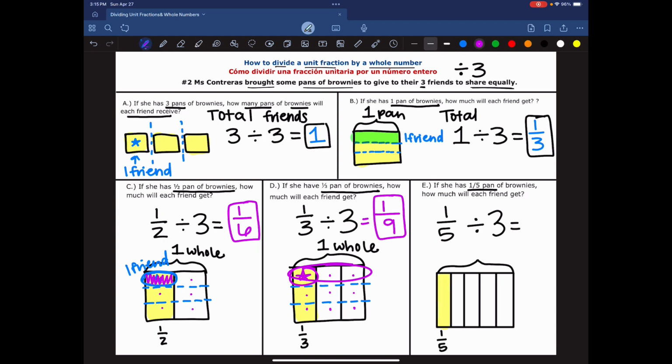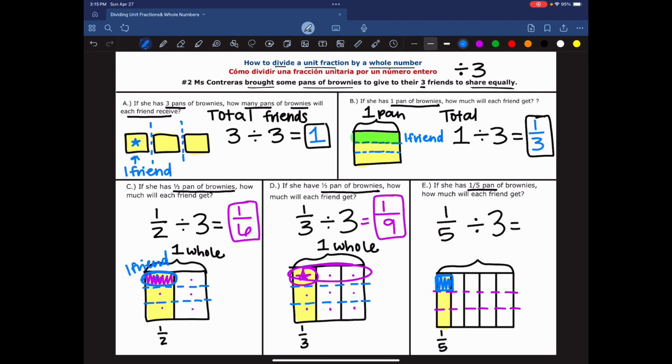Next, I partition 3 sections horizontally or side to side because I'm sharing with 3 people. Finally, I look at each section to see how much of the brownie each friend will receive. Each of my friends will get 1 out of 15 pieces of the brownie.